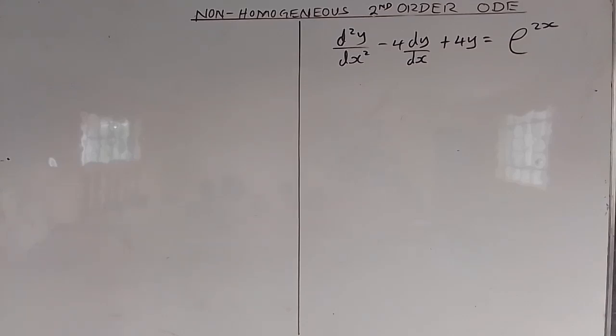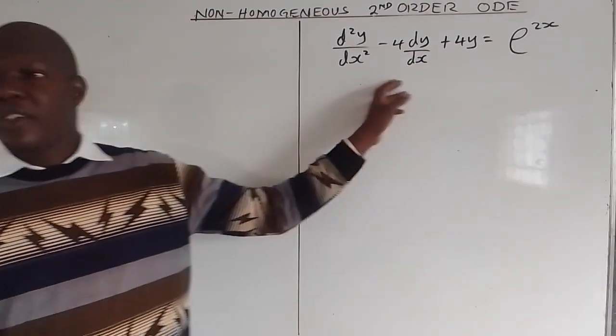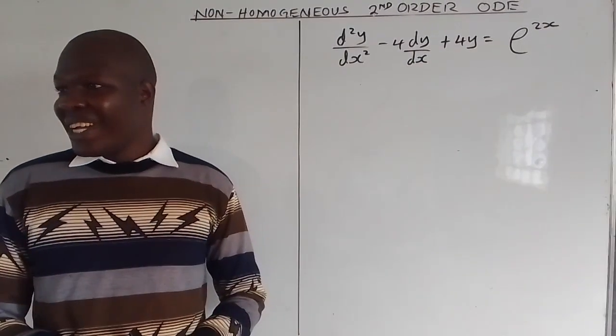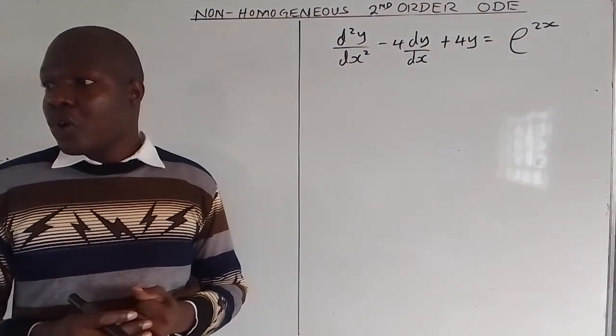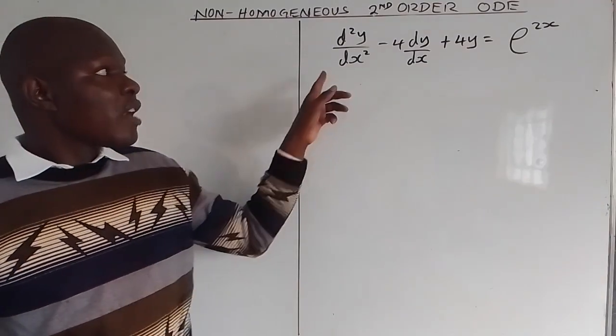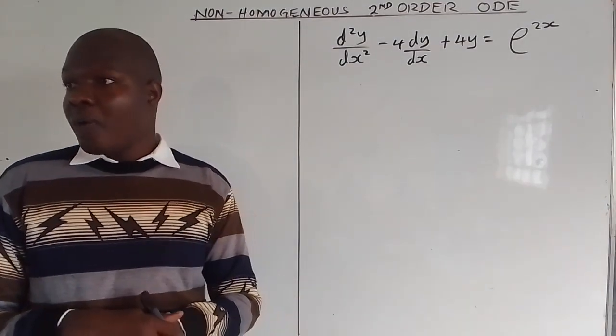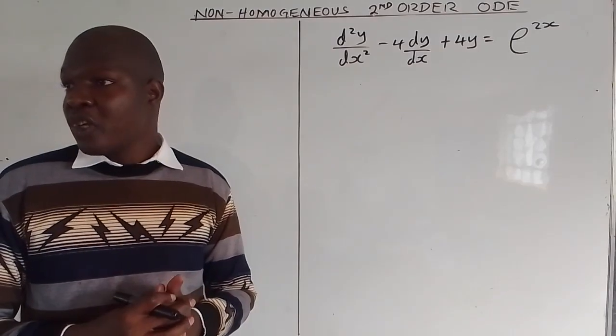Now, on a non-homogeneous second order ODE, use the D operator method to solve the differential equation d squared y over dx squared minus 4 dy over dx plus 4y is equal to exponential 2x. Now, if you look at this, there are no boundary conditions, isn't it? You've not been told when x is this, y is that, and dy over dx is that, meaning there's no boundary condition. So if there's no boundary condition, it means we are looking for the general solution of this second order non-homogeneous ordinary differential equation.